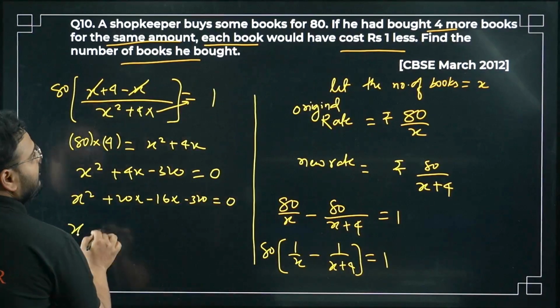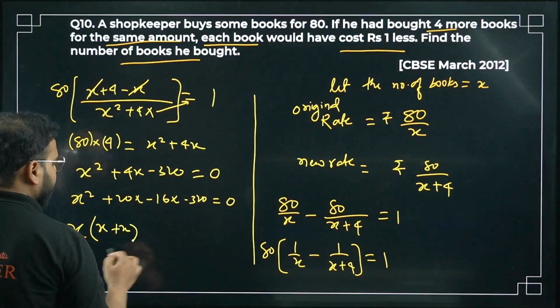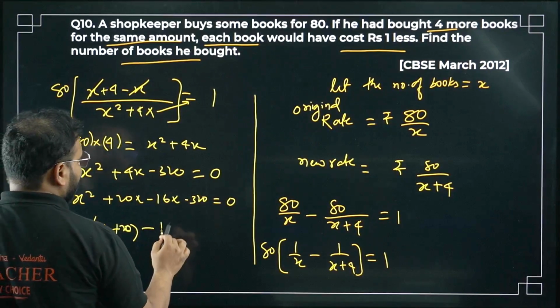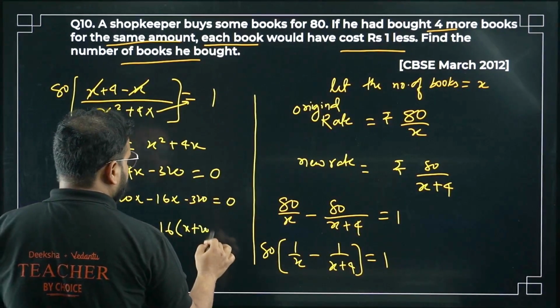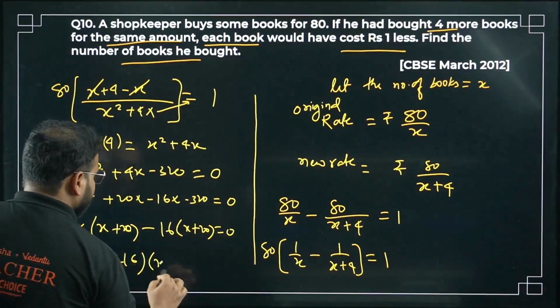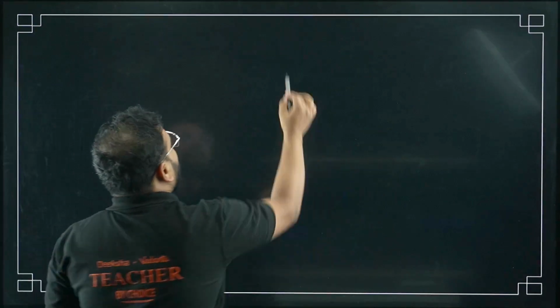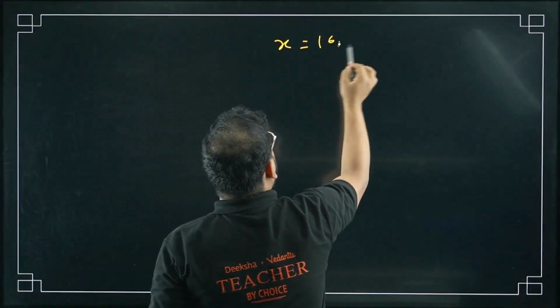Let's take x common: x plus 20. And minus 16 common, x plus 20 again. The factors will be x minus 16 and x plus 20 equals 0. What answer am I getting? Either x equals 16 or minus 20.